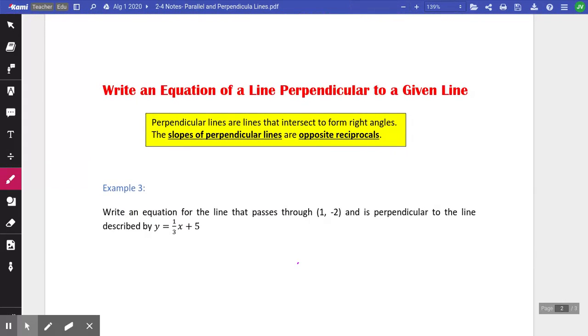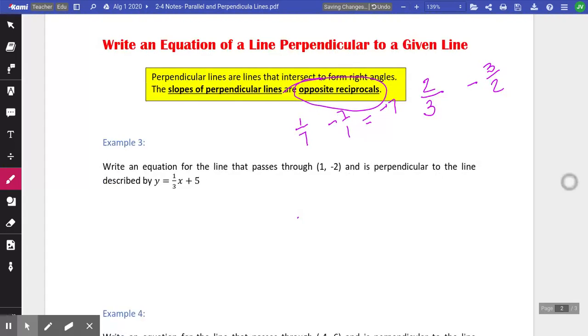Perpendicular lines are lines that intersect to form right angles. The slopes of perpendicular lines are opposite reciprocals. What that means is if one line has 2/3 as a slope, the slope of the other line, the perpendicular line, will be -3/2. For instance, if you have a line that has 1/7 as a slope, then the opposite reciprocal of it will be -7/1, or simply -7. So keep that in mind.